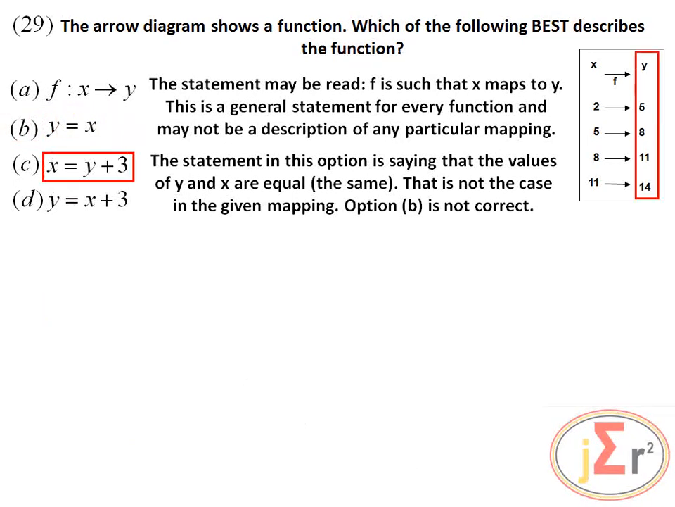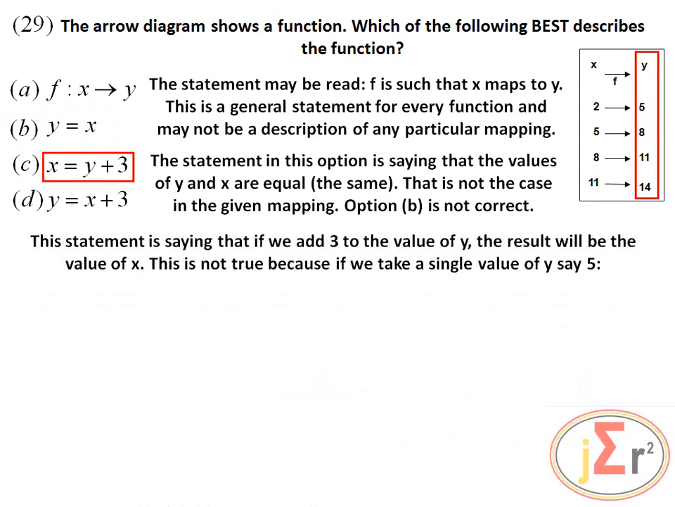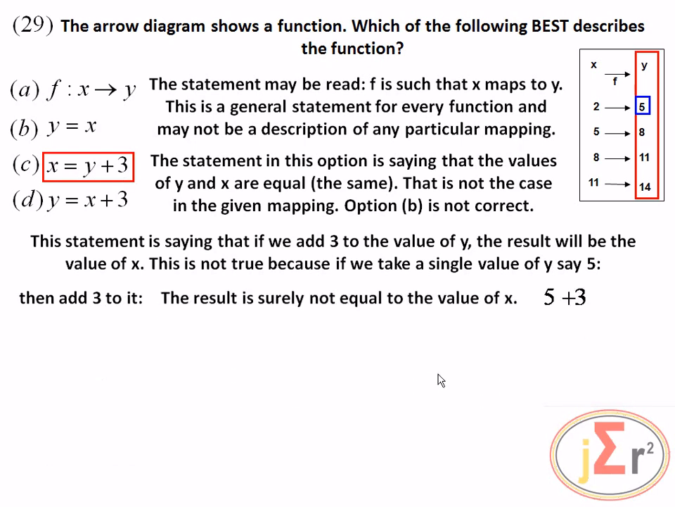We move to option C. This statement is saying that if we add 3 to the value of y, the result will be the value of x. This is not true because if we take a single value of y, say 5, there we are choosing 5, the value of y, and what do we do? Add 3 to it because we say y plus 3, add 3 to it. What do we know? The result is surely not equal to the value of x.